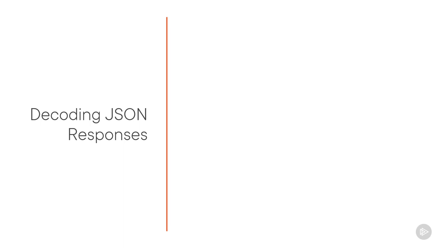Once a web app can talk to an API server, the next step is to decode JSON responses from it. The JSON format is very popular for talking to API servers. It consists of 0, 1 or more key value pairs surrounded by curly braces and separated by commas. There are some challenges when decoding JSON responses in Elm web apps.